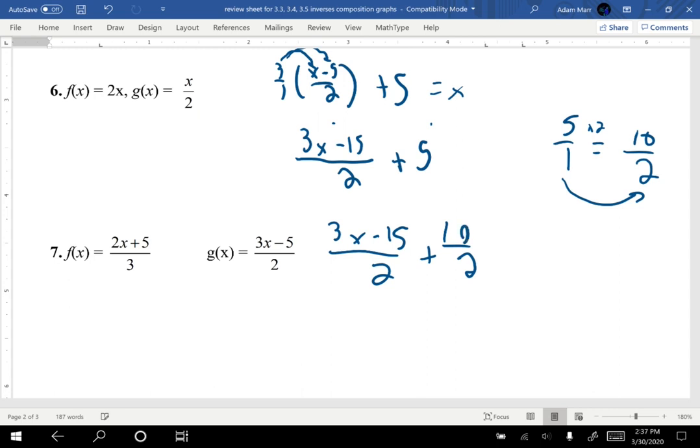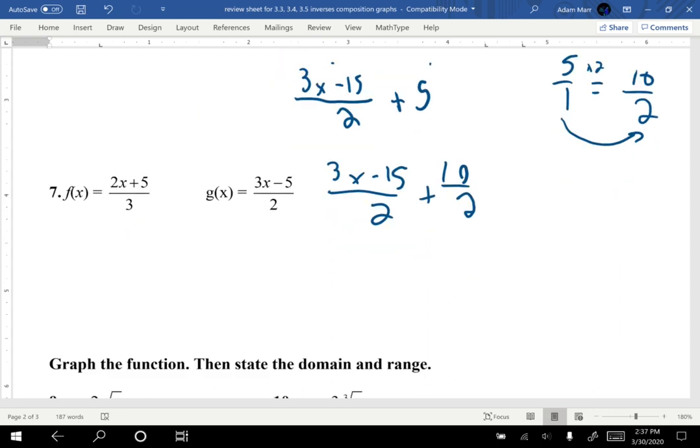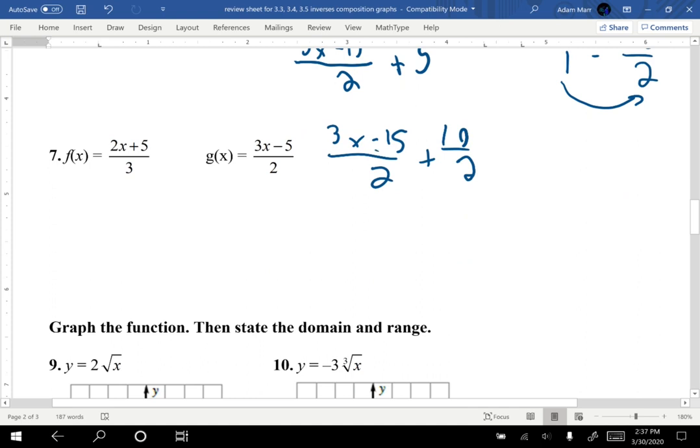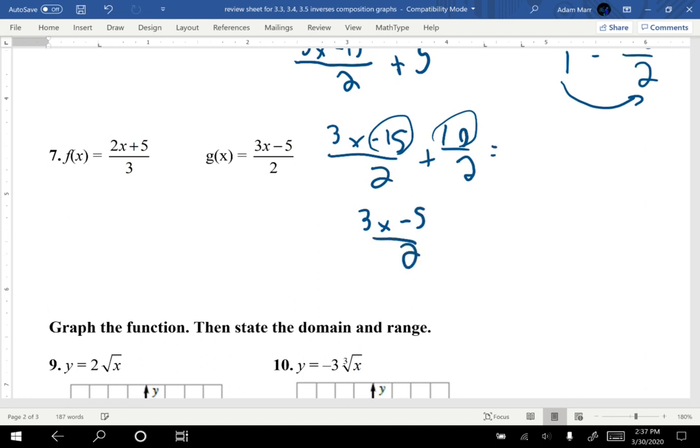So let's do it. Okay. That ends up giving us right here, well, we have negative 15 plus 10 is negative 5. So 3x minus 5 over 2. This is right here absolutely not equal to x.